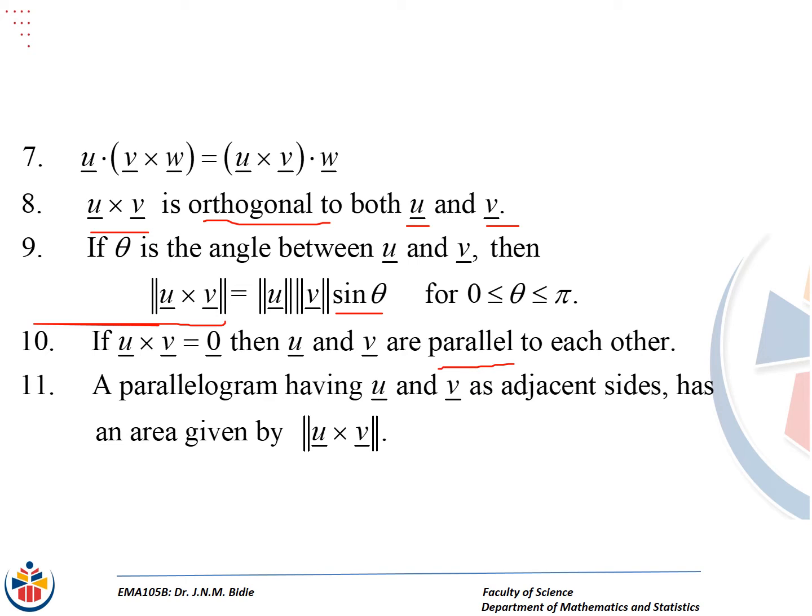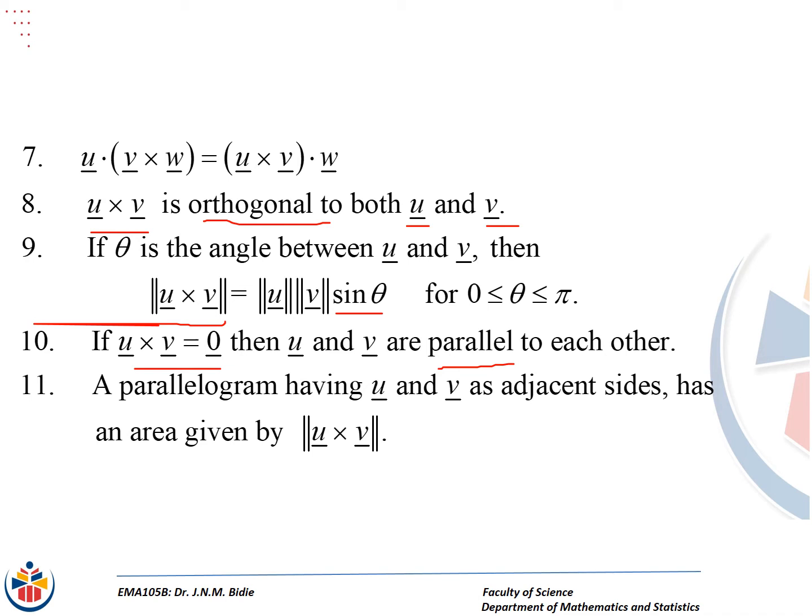Also, number 10, in order for us to prove that two vectors are parallel to each other, it means their cross product will be equal to a zero vector. Remember, for perpendicular, the dot product between those two vectors will be equal to 0. Here, the cross product will be equal to a zero vector if the two vectors are parallel to each other.